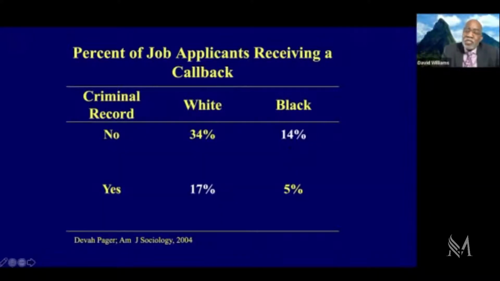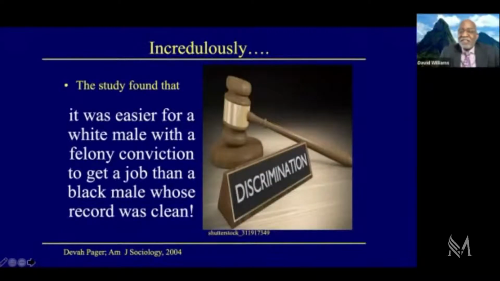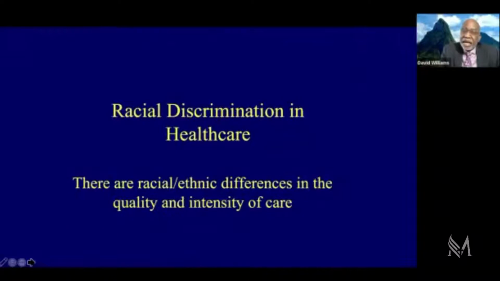But do you see what we see here? It was easier for a white male with a criminal record to get a callback for a job than a Black male whose record was clean. The resumes were identical. And that is an example of how implicit biases play out in real life. And it's not just in employment.